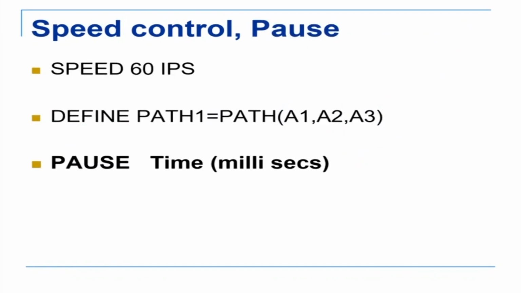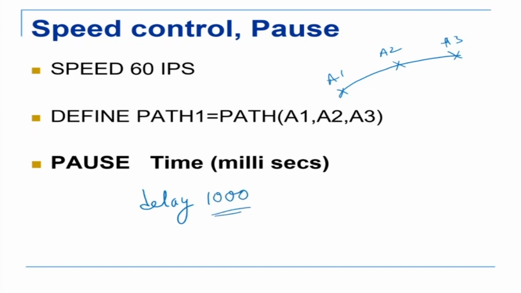Now speed, IPS, speed of the robot is the maximum speed. So it can be in inches per second or it can be meters per second, and we can have trajectories which are made up of different points. For example, A1, A2, A3. So A1, A2 and A3 are 3 different points. Okay, pause time gives how much delay should be there. Okay, so delay 1000 means delay by 1000 milliseconds. So this is in milliseconds.